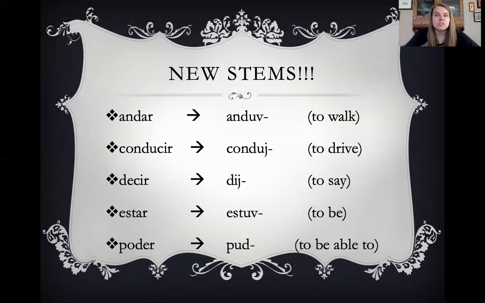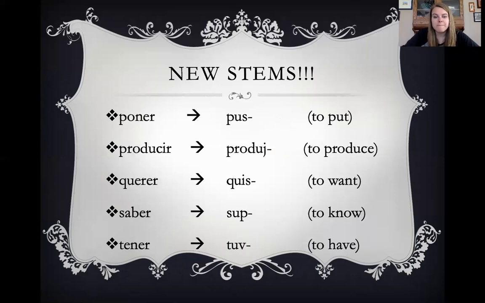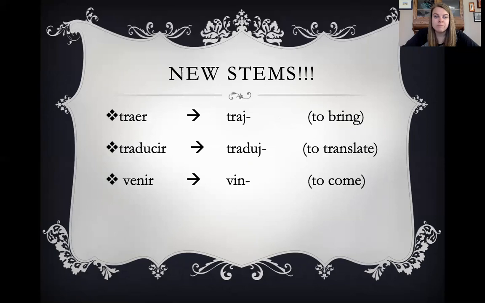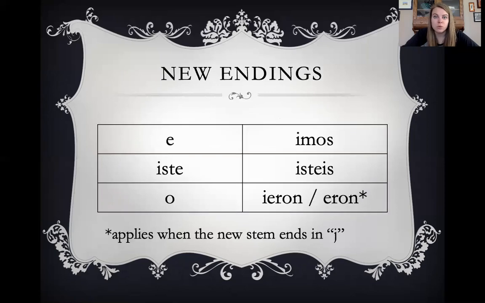The dije, estuve, pude, tuve, supe. A lot of you struggled with remembering these because they are a little bit tricky, and they have irregular endings that go with them. They do not follow those first 2 endings that I showed you at the beginning. So these are our new endings. It's kind of a mashup of AR endings and ER and IR endings.